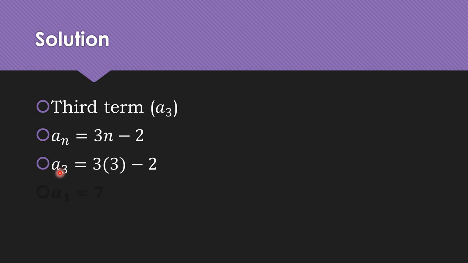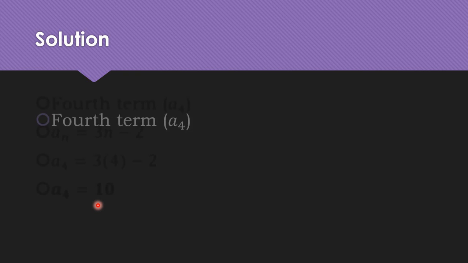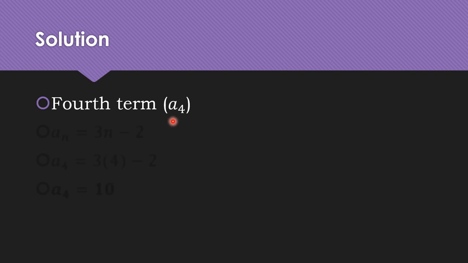So, our next equation, a sub 3 is equal to 3 times 3 minus 2. Again, what we replace every time is just the value of n. So, when we compute this, 3 times 3 is 9, minus 2. The answer is 7. So, our third term, or our a sub 3, is equal to 7. And then the last, the fourth term, denoted as a sub 4.